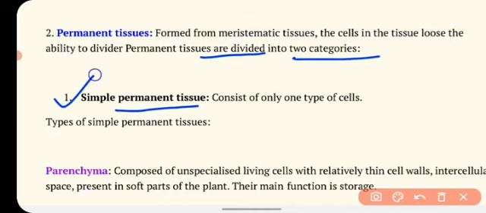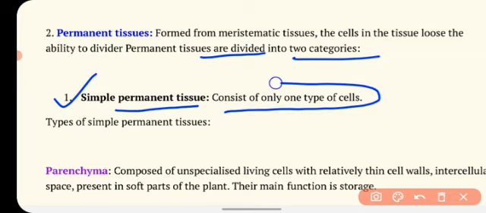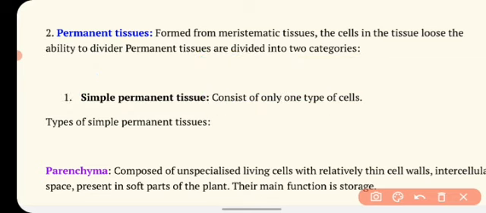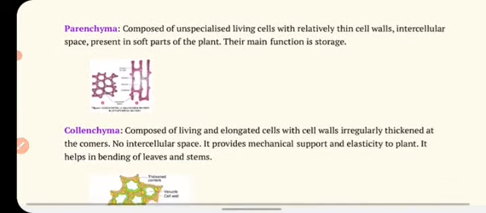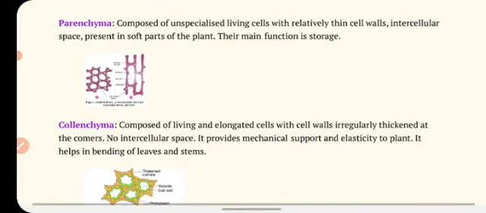Here we will study the simple permanent tissue first. Simple permanent tissues are tissues that consist of only one type of cells. The permanent tissues which have only one type of cells will be called simple permanent tissue. Further, the simple permanent tissue is of three types. What are these three types of simple permanent tissue?